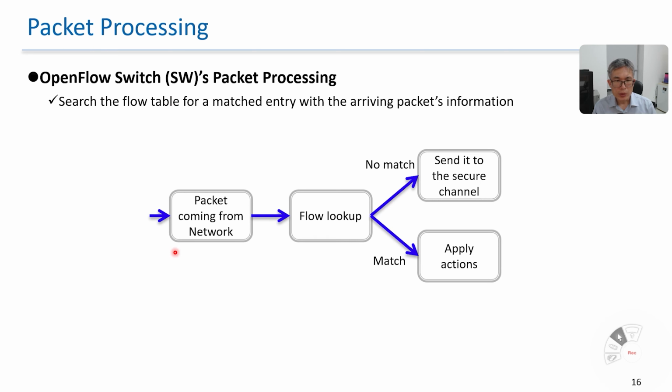So the OpenFlow packet processing procedure is like this. A packet comes from the network, and the OpenFlow switch receives it and takes a look at its OpenFlow table for flow lookup. If there is a match, apply the action. Action means forward, drop, or mirroring, something like that. In the no-match case, the packet should be sent to the SDN controller using the secure channel.